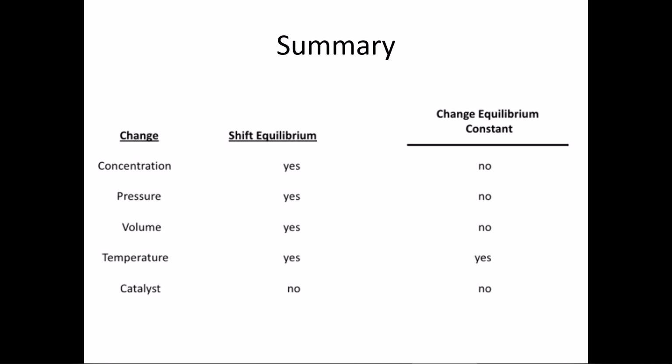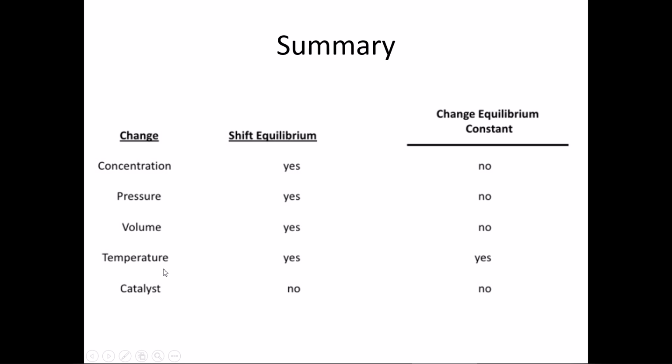Alright, so here's the summary for Le Chatelier's principle. If I change the concentration of reactants or products, it will cause the equilibrium to shift. But it does not change KEQ. I can get a Q value and then determine which direction it would go in. If I change pressure or volume for gas reactions, equilibrium will shift if I have gas. If I don't have gas molecules, it will not shift. But KEQ does not change.